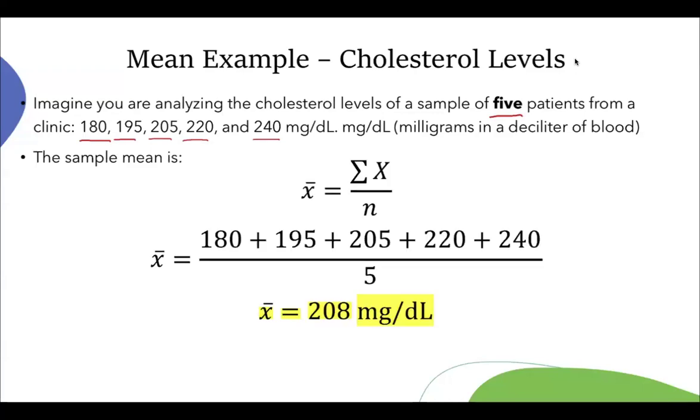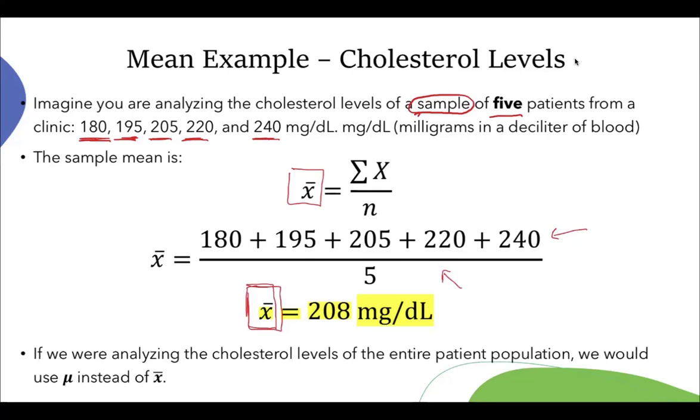Since these 5 numbers that we found the sample mean for are part of a sample and not a population, because we're told here that it is a sample, we are going to use the symbol X bar to represent the answer, 208. So the math is still the same, whether or not it's a sample or a population. We still add them up and divide by the total, but the symbol we use is different for a sample. If we were looking at cholesterol levels for an entire patient population, we would use mu instead of X bar.